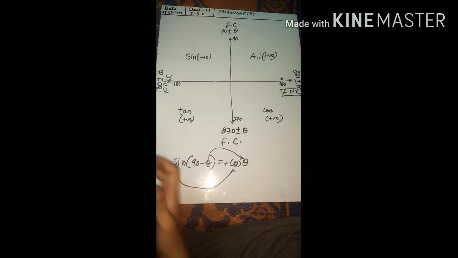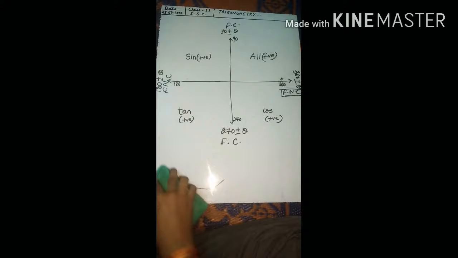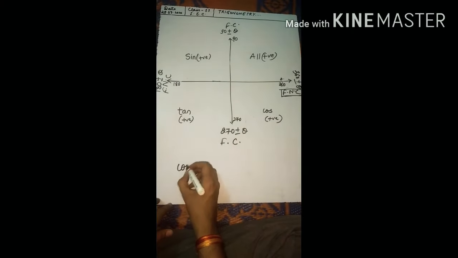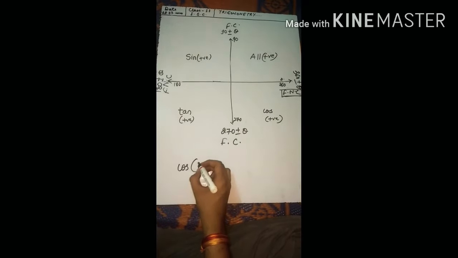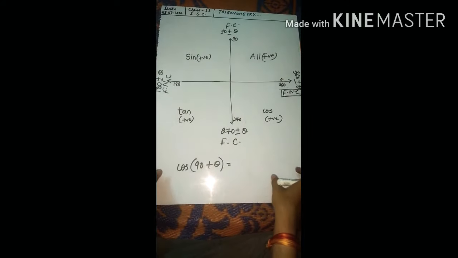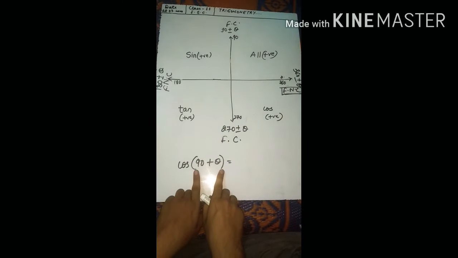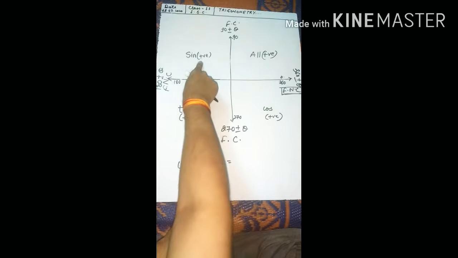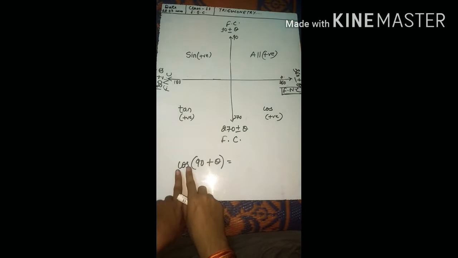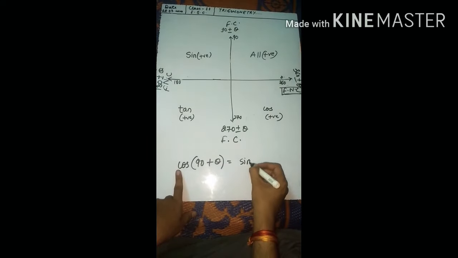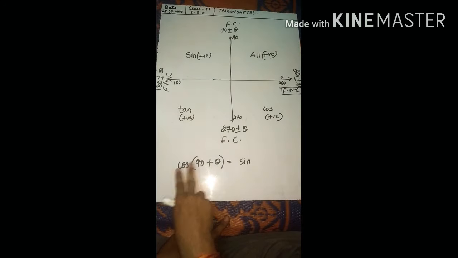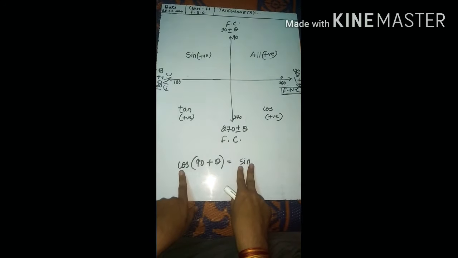Okay, now let us go somewhat challenging in this one. If I ask you, can you tell me what will be cos 90 plus theta? So what will be your answer? First of all, you see 90 plus theta. 90 plus theta means the second quadrant. With 90 plus theta, the function changes. So cos will change into sine. So we wrote sine here. First thing, 90 plus theta, function changed, cos changed into sine.